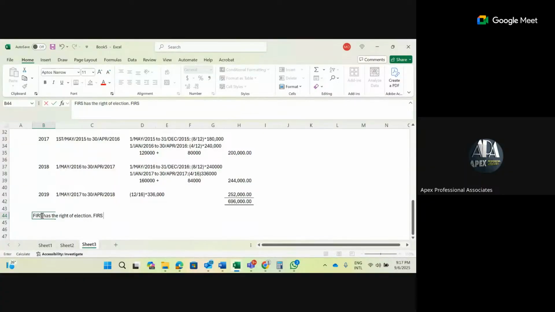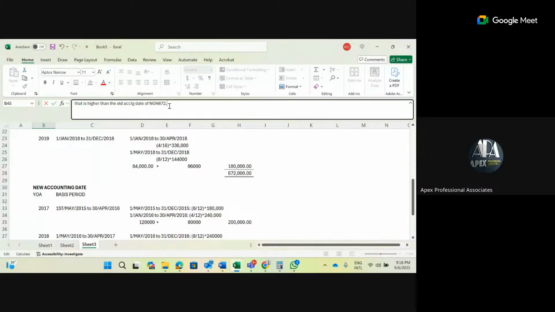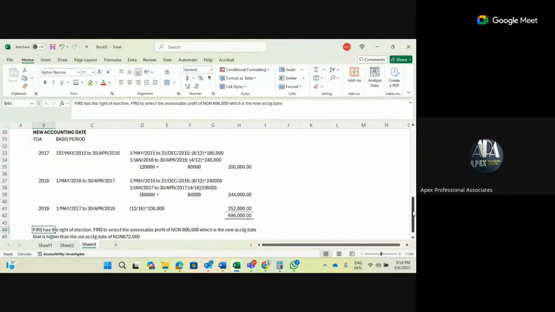So FIRS is expected to select the accessible profits of 696,000, which is the new accounting date that is higher than the old accounting date of 672,000 naira. 672,000 naira. Please take note.